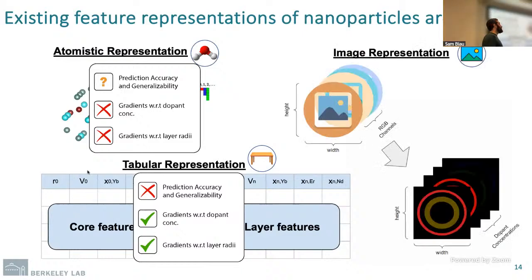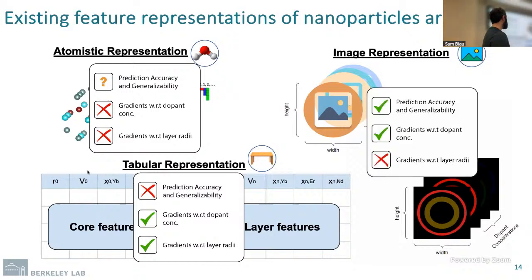You could use an image representation. You could voxelize these, since they are spherically homogeneous. So really you can just take a 1D vector of your concentrations at each distance away from the center of your particle. This works pretty well, as you'll see. We can get gradients with respect to dopant concentrations, but the layers are now gone. You voxelize them, so there's no way to get a gradient with respect to the thickness of a layer, because that would just cause the image to be voxelized a little differently. There's no explicit layer radii that you can differentiate with respect to.